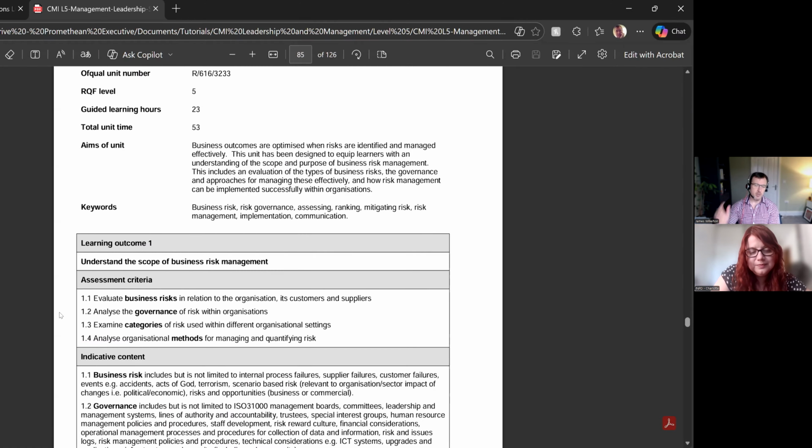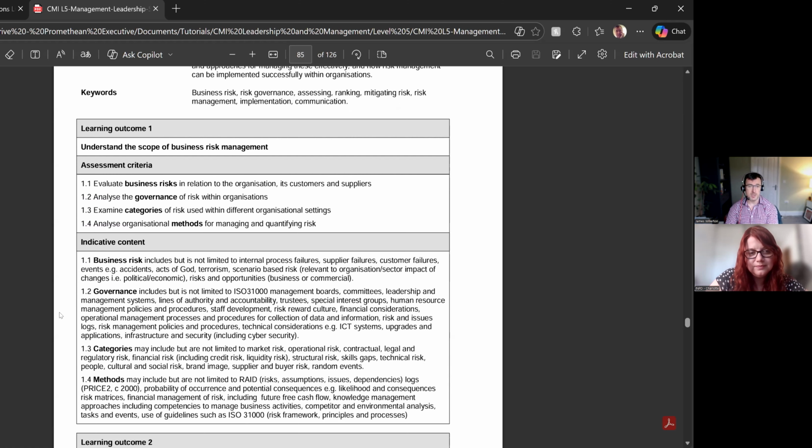So here we're looking to equip learners with that understanding of the scope and purpose of business risk management. We're going to look at what different types of risks are, how we approach the management of those risks effectively, and how the whole thing can be implemented successfully overall. So there's quite a bit going on with this one. Let's get straight in. We're going to understand the scope of business risk management next.